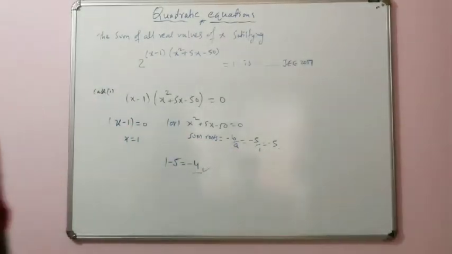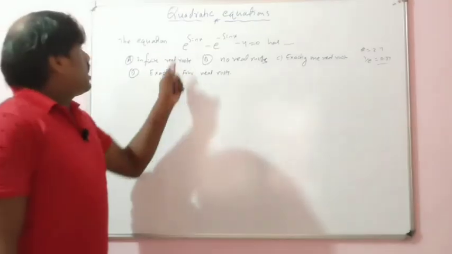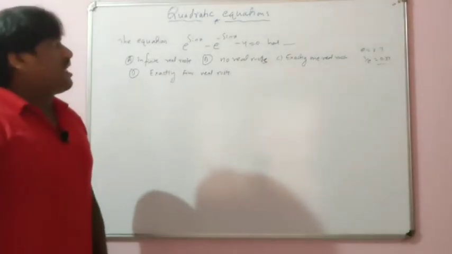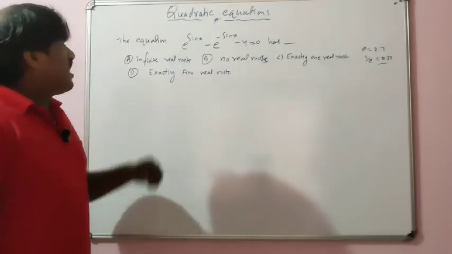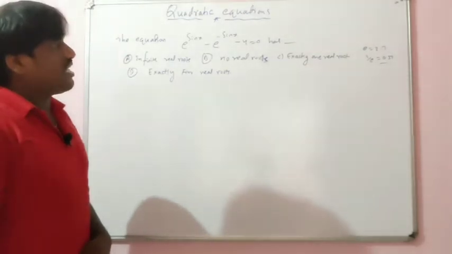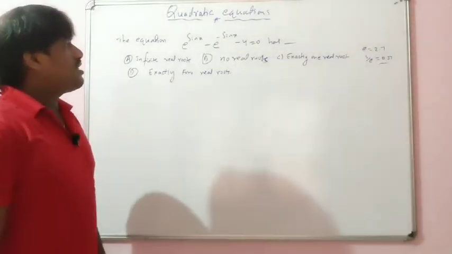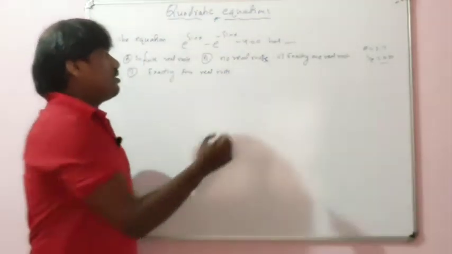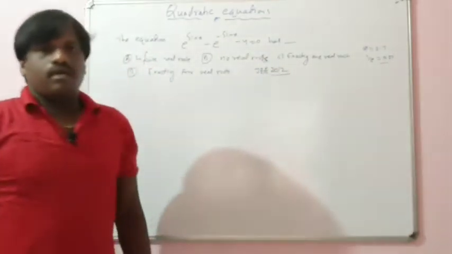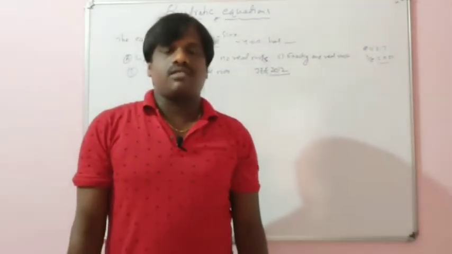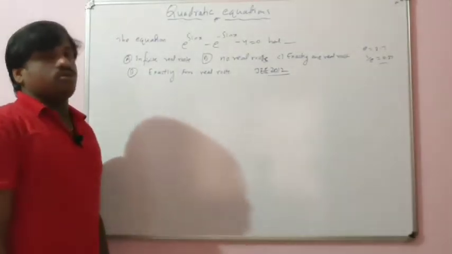Hope you understand. Let us go for the next question. Here the question is e power sin x minus e power minus sin x minus 4 is equal to 0 has infinite real solutions, no real solution, exactly one real solution, exactly 4 real solutions. This question was asked in JEE 2012. We are discussing previous year questions of quadratic equations.